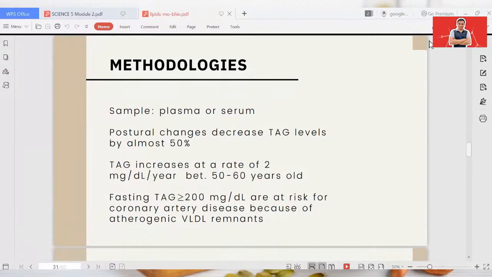Triglycerides increase at a rate of 2 mg per dL per year between 50 to 60 years old. So after 20 years old, there is a rapid increase of triglycerides, especially in females. Those aged 50 to 60 years old are more prone to heart attack, so their triglycerides increase by 2 mg per dL per year.